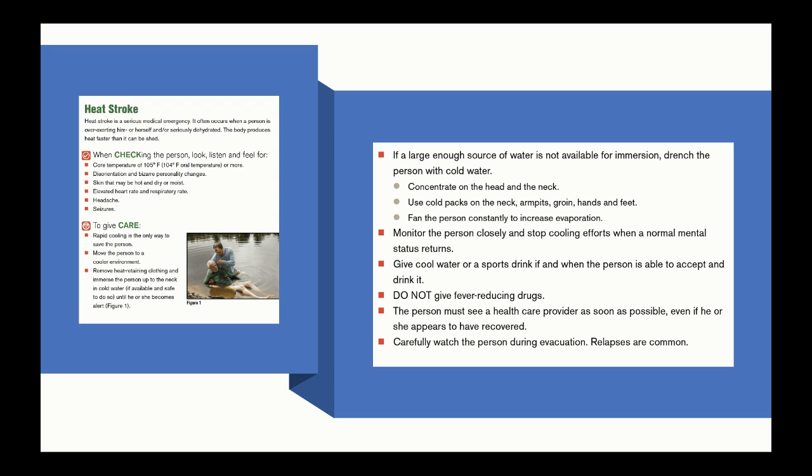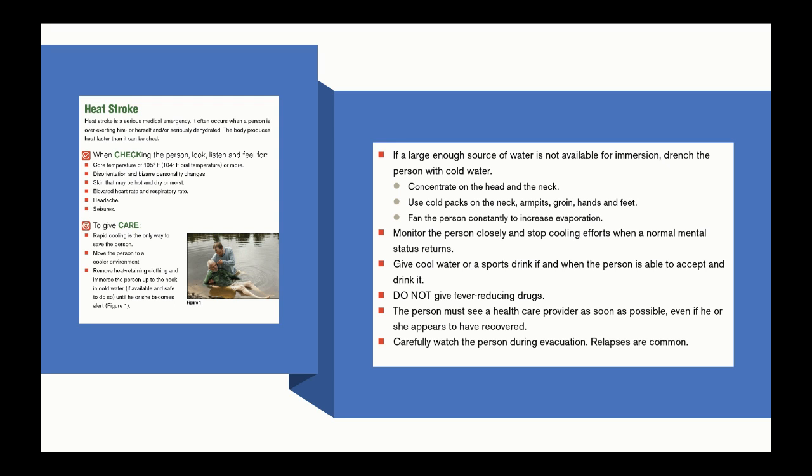Absolutely, under no circumstances should you give someone a fever-reducing drug. This person does not have a fever because of any sort of infection happening in their body. They have a fever because their body is too hot. If you give them fever reducing drugs, we run the risk of having something interfere with the person's ability to cool down or our ability to know what's happening and if they're getting better or not.